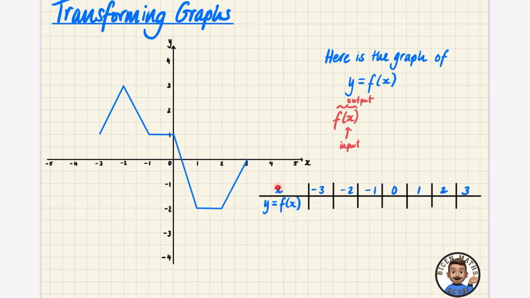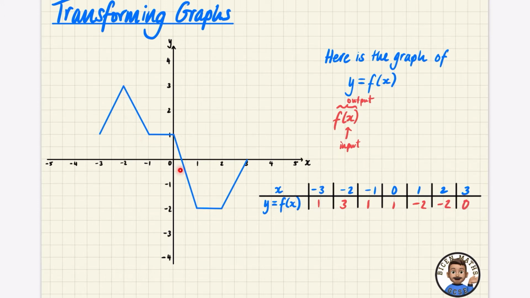So this is just talking about what the x coordinate is, and then we're talking about what the output function is, or what the y coordinate is. So just reading it from the graph, when x is equal to -3, we can see that the y coordinate is 1 as we just read across from here. And when x is -2, the y coordinate is 3. When x is -1, it is 1. When it is 0, it is 1 as well. When it is 1, it goes down to -2. When it is 2, it stays at -2. And when it is 3, it goes up to 0.